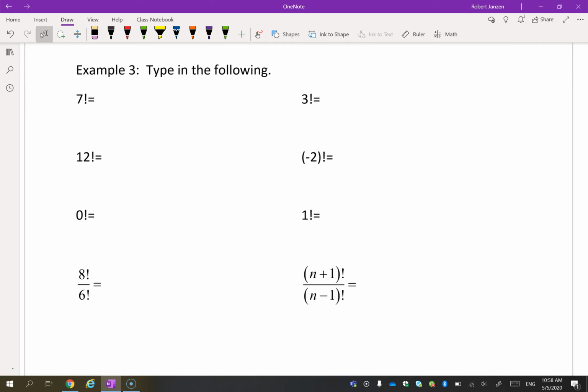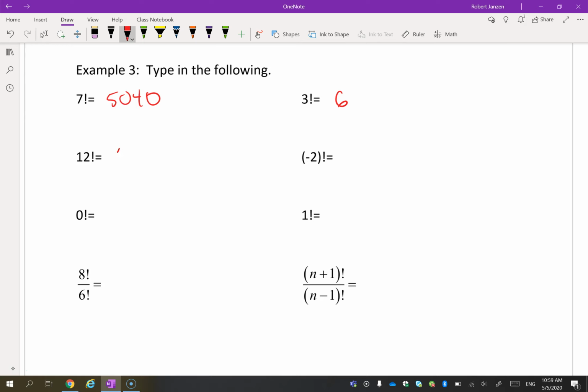So type these in the calculator. 7 factorial. You should try these. Don't just copy them down. Actually go in the calculator. What is 3 factorial? It's going to be 6. What is 12 factorial? That's going to be a big number. It's important for you to start getting used to your calculator. There's a few other things I'm going to ask you to do, and they will involve finding these buttons on the calculator, so make sure that you do that.